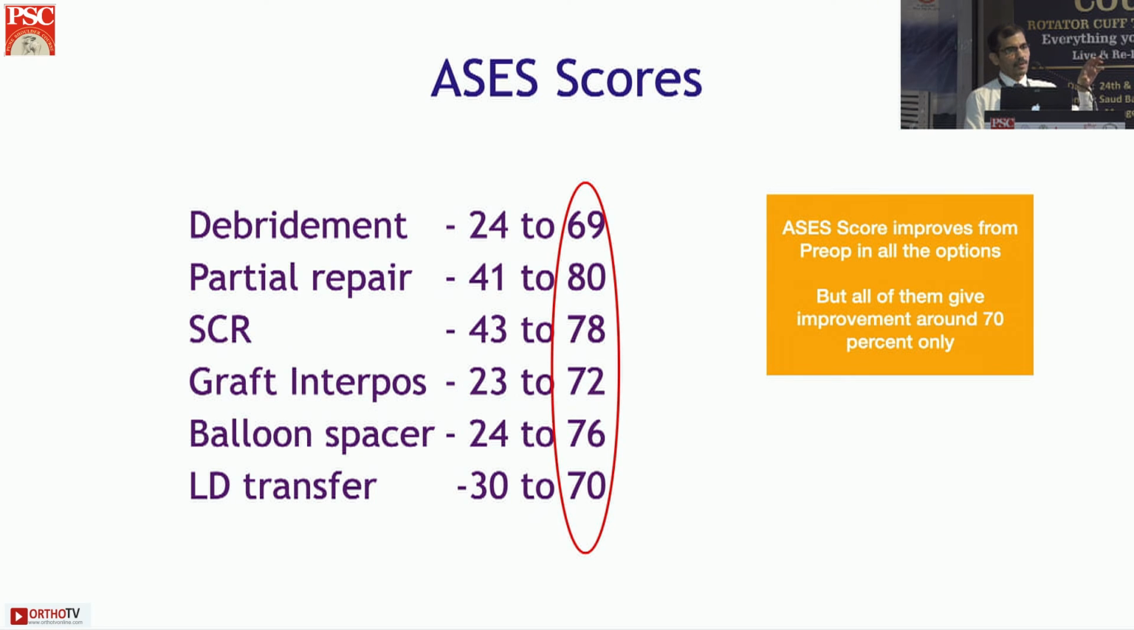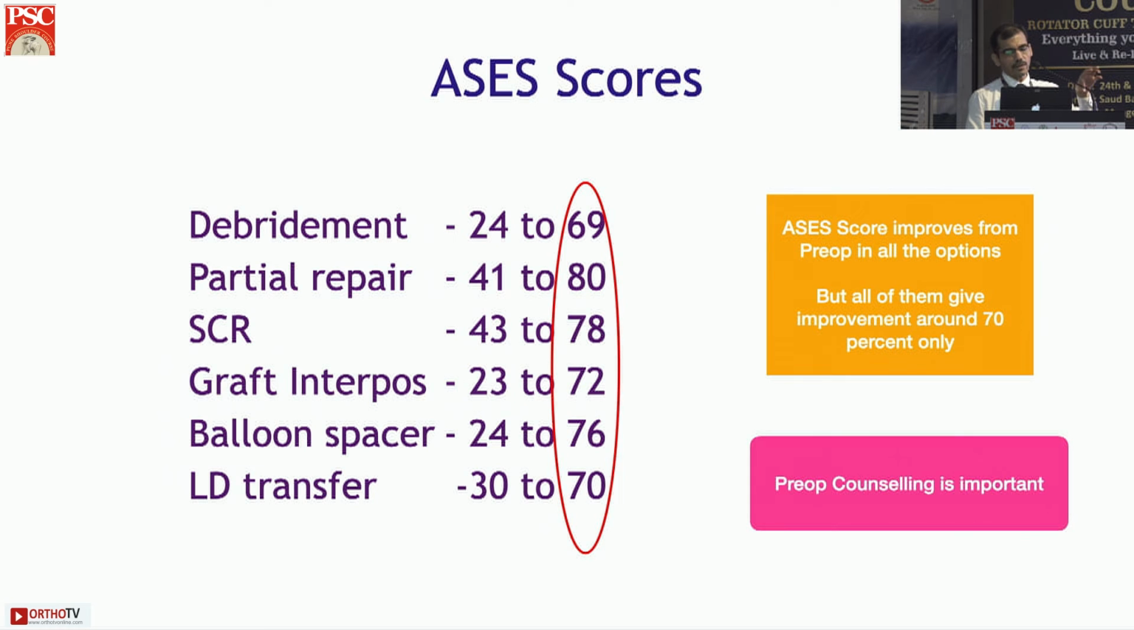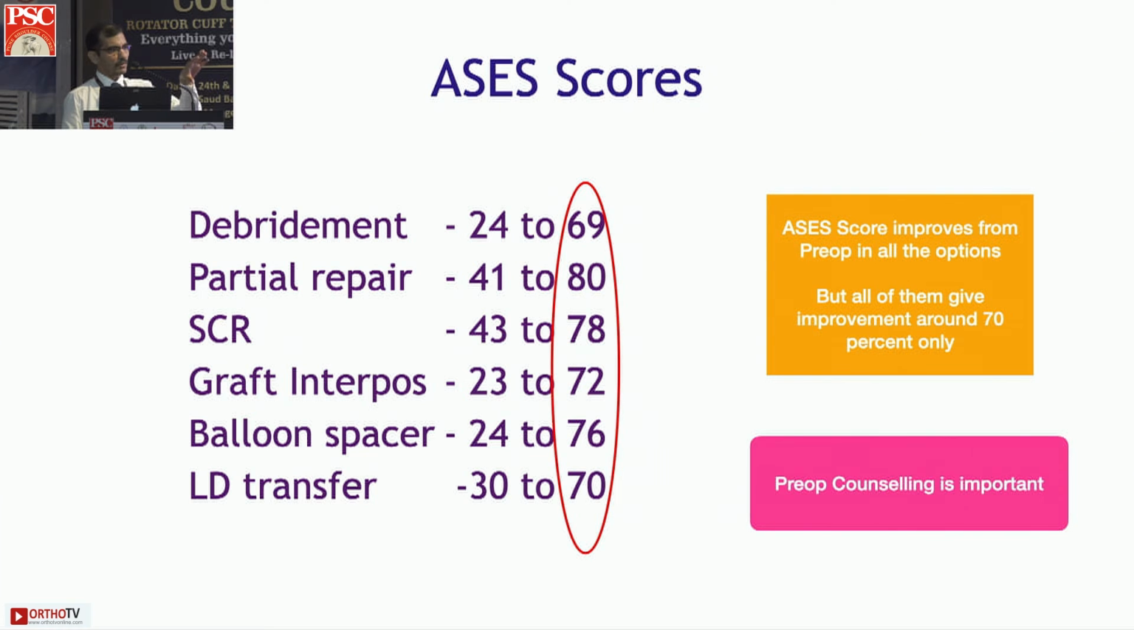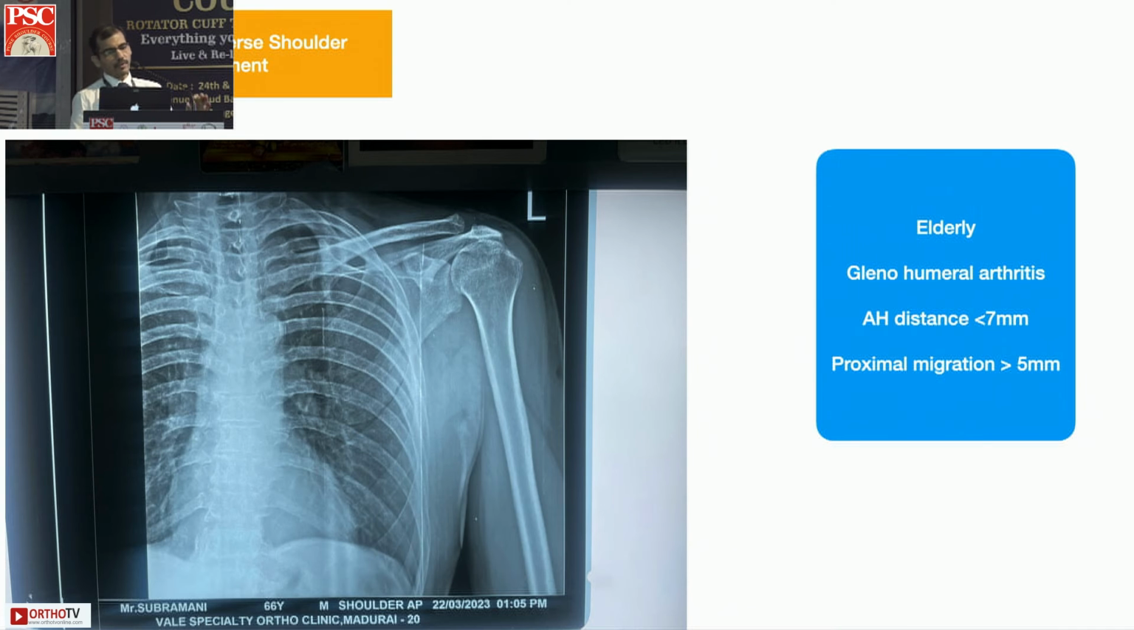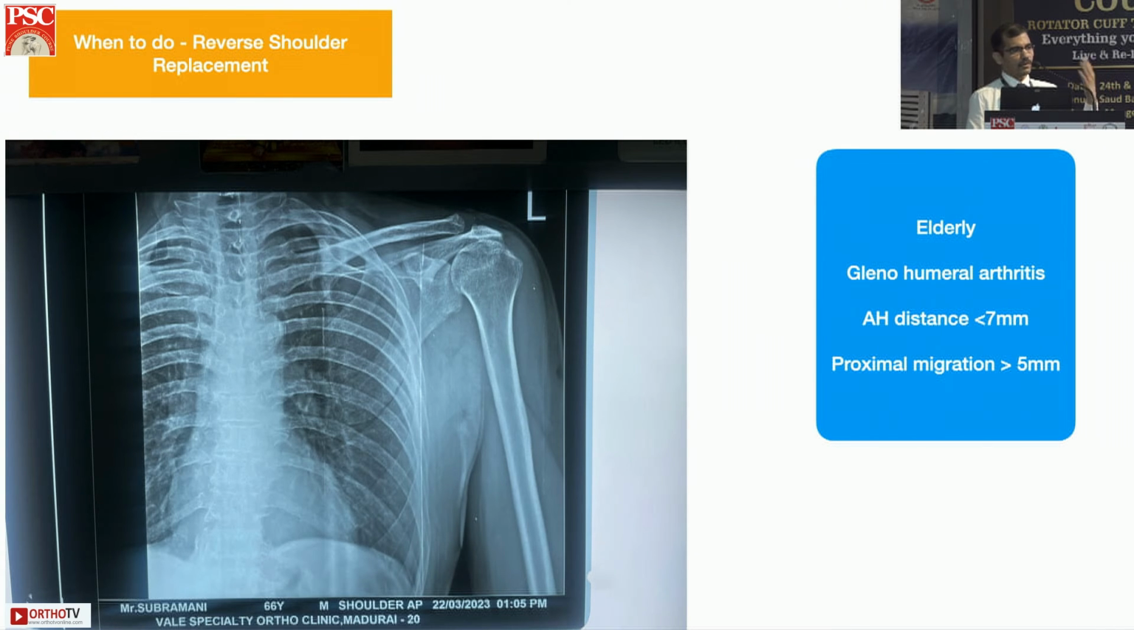The very important take home message today is that pre-op counseling is very important in patients coming with a massive cuff tear, because none of them are going to have a 100% success result. So you have to counsel the patient that they are going to have about a 70 to 80% success rate. That is one of the take home points that one should think about. In a case where there is glenohumeral arthritis, proximal migration, and a low acromiohumeral distance, then you should think about doing an arthroplasty, a reverse shoulder replacement.